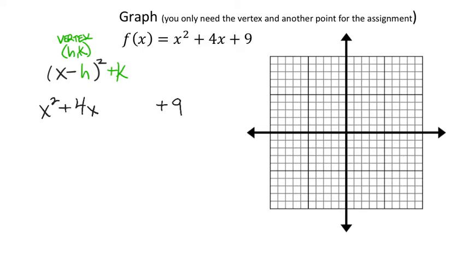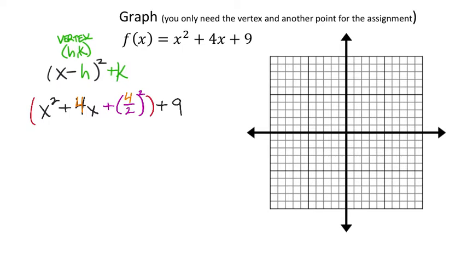Let's get started there. So again, I'm looking at just these two terms. I'm going to make it three terms, and I'm going to add b, which is 4 in this case, over 2 squared. So my b value, 4 over 2 to the power of 2, is 4.